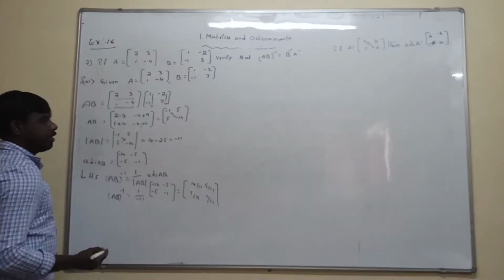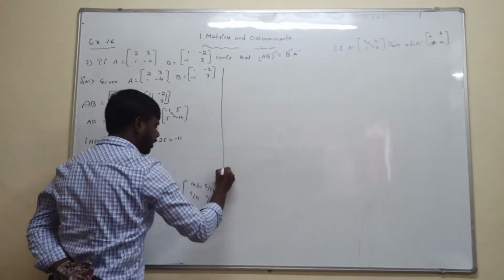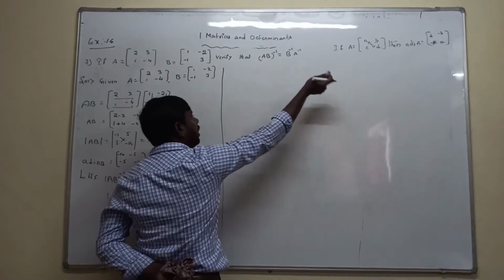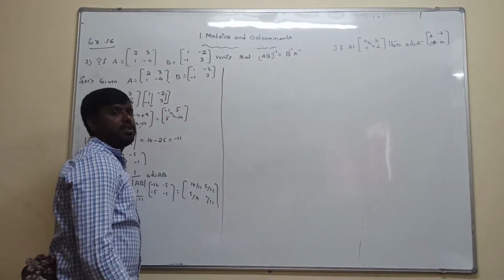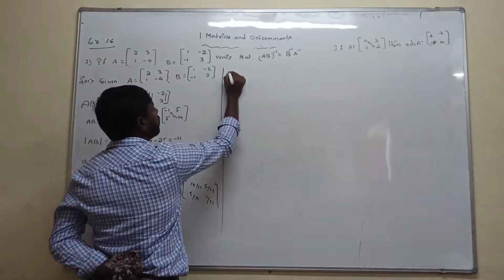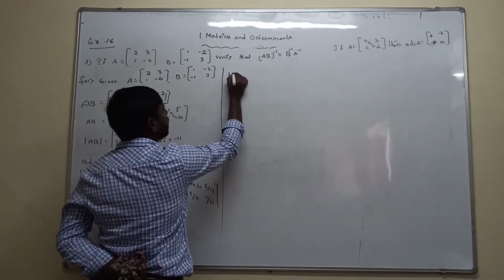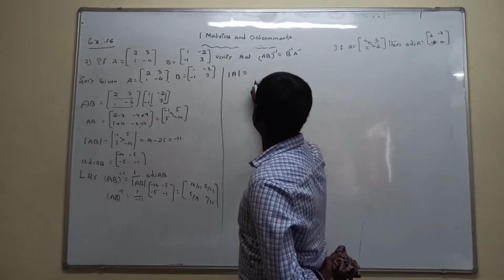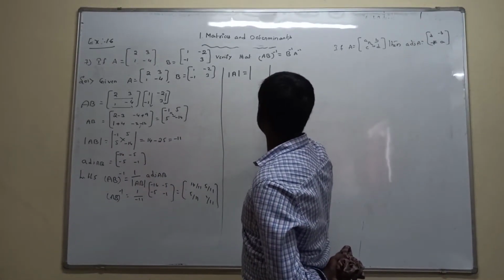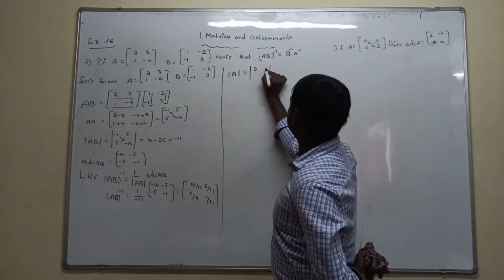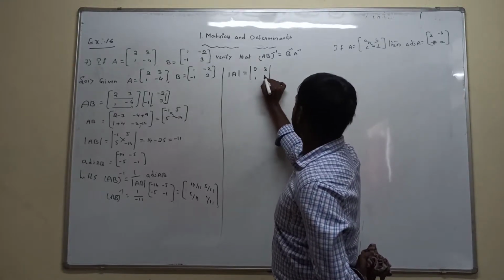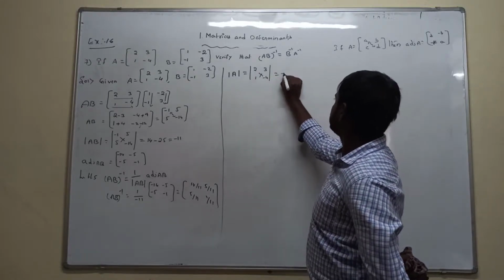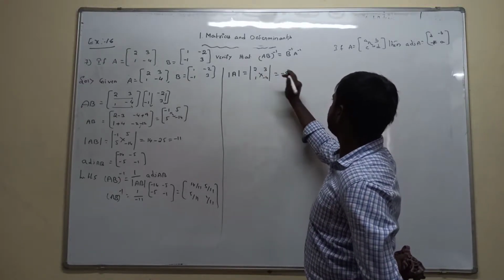Next we need B inverse. After that we need to calculate A inverse. After that, the product of B inverse and A inverse. So now we are calculating the determinant of A. Substitute the A elements: 2, 3, 1, minus 4. Cross multiply. 2 into minus 4, that value is minus 8. Minus 1 into 3 is minus 3.